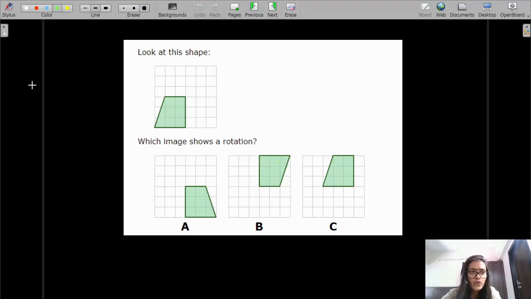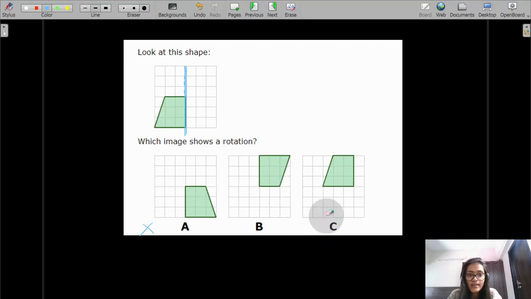So in option A, I think this has been just reflected under this line. If I consider this line, then in option A, this is just a reflection under this blue line. So I don't think option A is correct. Then in option B, well, first let's look at option C.